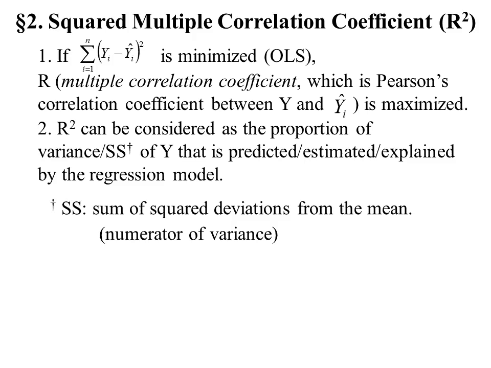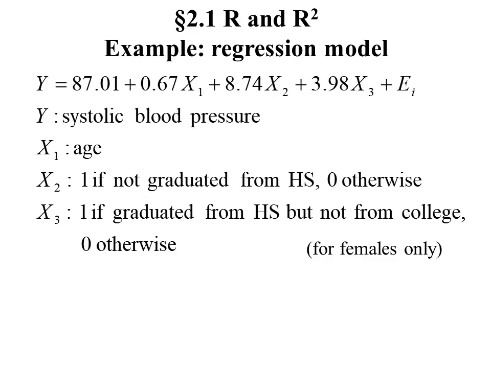Second, R-squared, that is, the squared value of the multiple correlation coefficient, can be considered as the proportion of variance of y that is predicted by the regression model. Instead of variance, we can say the proportion of the sum of squared deviations, which is the numerator of variance. Also, instead of predicted by the regression model, some may say estimated by the regression model, or explained by the regression model. Let's look at this example.